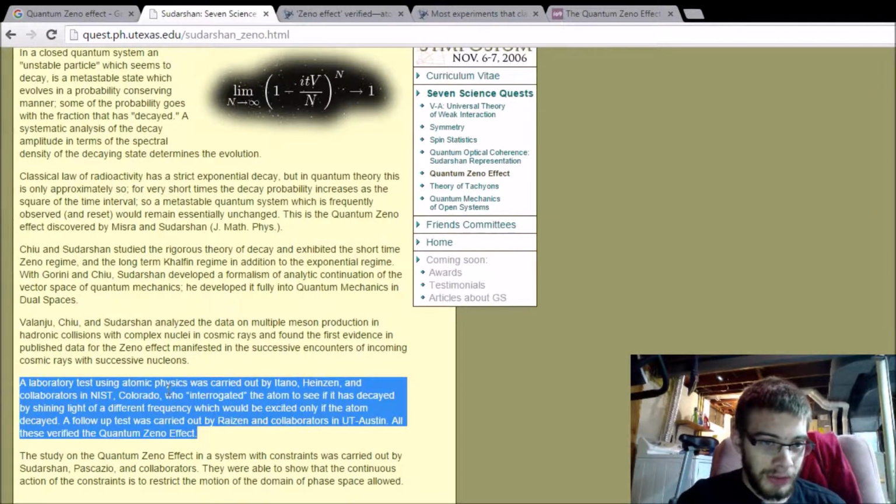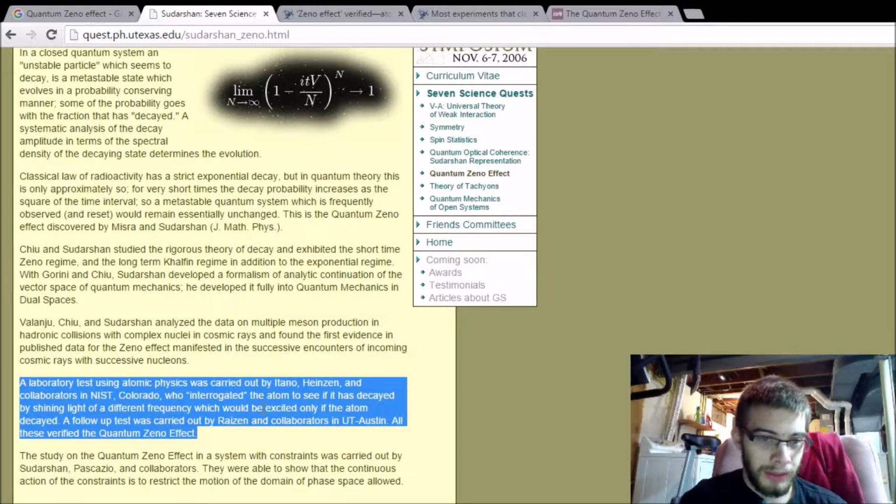Here it says, a laboratory test using atomic physics was carried out by Itano, Heinzen, and collaborators at NIST in Colorado, which I believe is the National Institute of Standards and Technology, who interrogated the atom to see if it had decayed by shining light of a different frequency, which would be excited only if the atom decayed. A follow-up test was carried out by Raizen and collaborators at UT Austin. All of these verified the quantum Zeno effect.